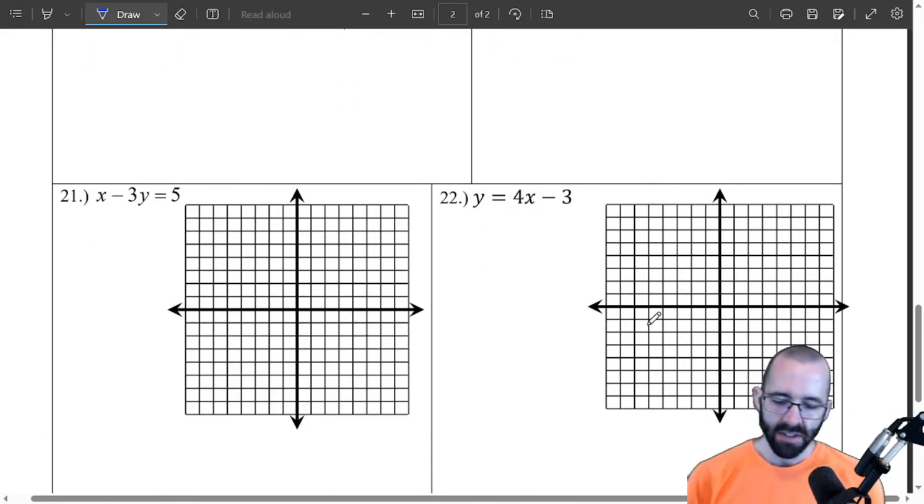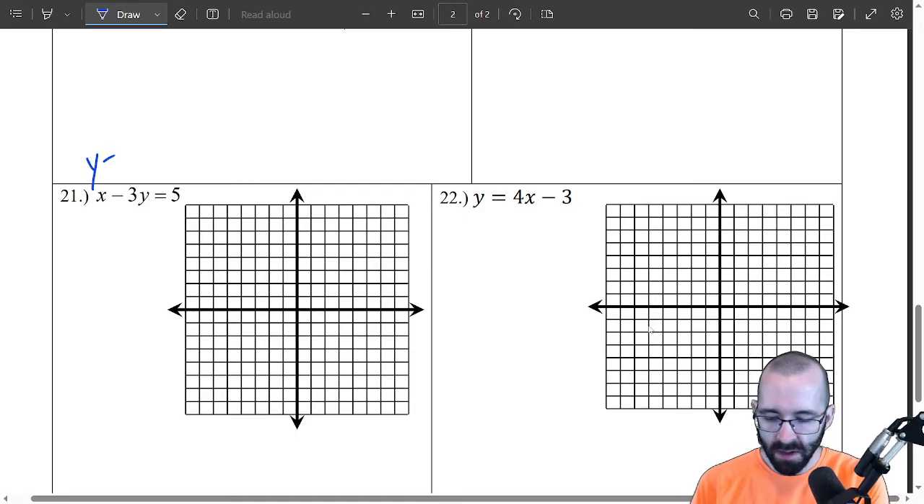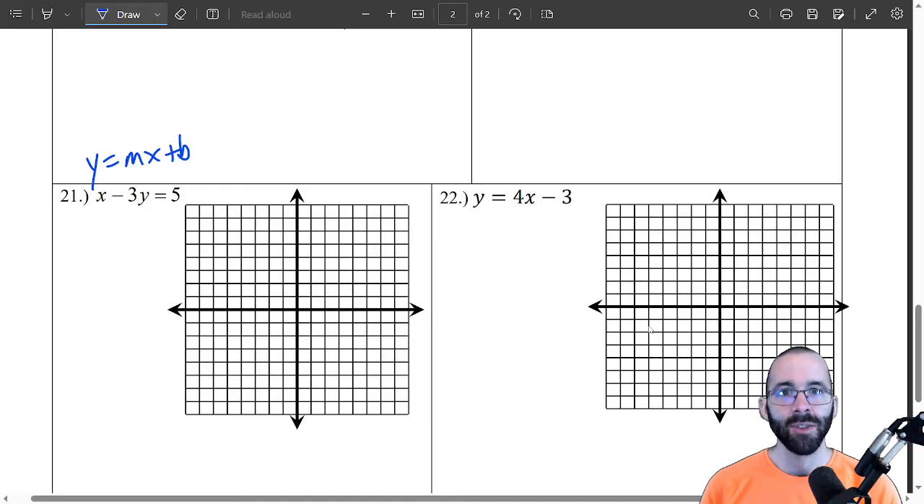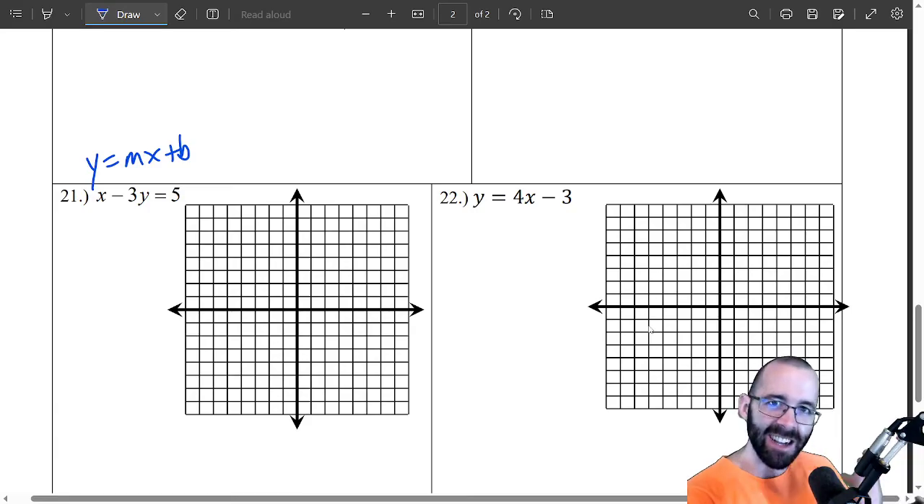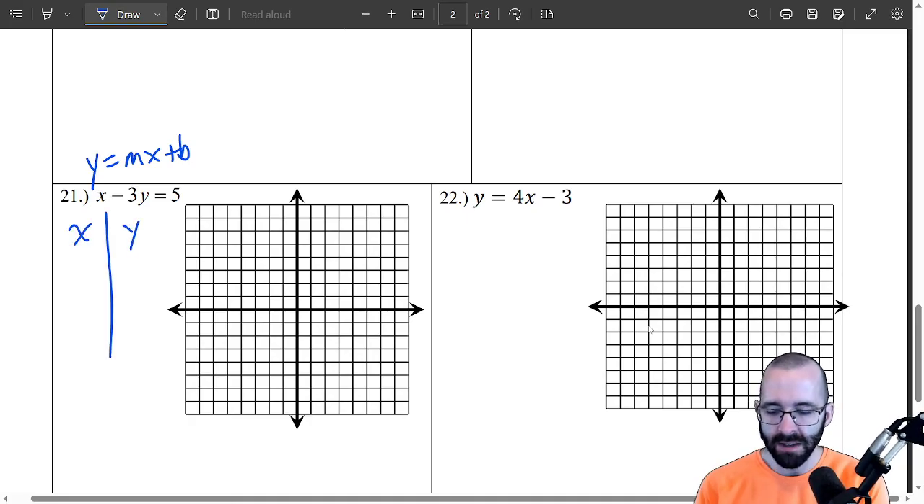21 is similar. There's a couple different ways of doing this. You could put this into slope-intercept form, y equals mx plus b. Some people like to do that. Solve for y. We've done that with solving for y in a formula. That's one of the advantages to it. Some more learning actually coming to help us. Or you could just plug in some points. That works too. You could make a table. Let's make a table of x's and y's.